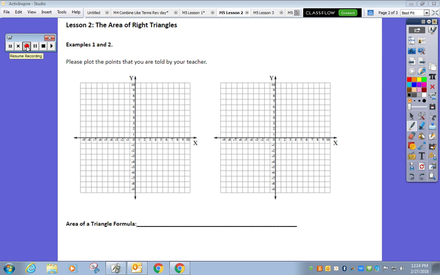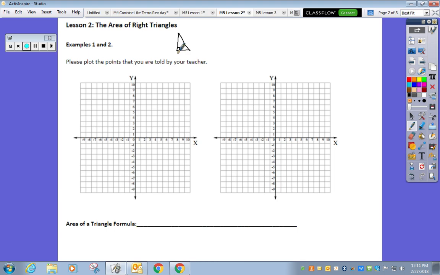Okay, in lesson 2, we're going to be looking at the area of right triangles. Now, if you recall from yesterday, we said that a right triangle is a triangle that includes a right angle, or a 90-degree angle. So an idea of this would look something along these lines. That right angle needs to be there.